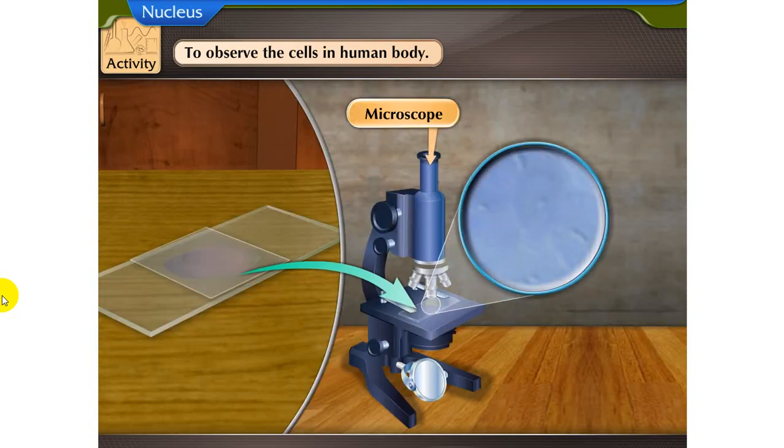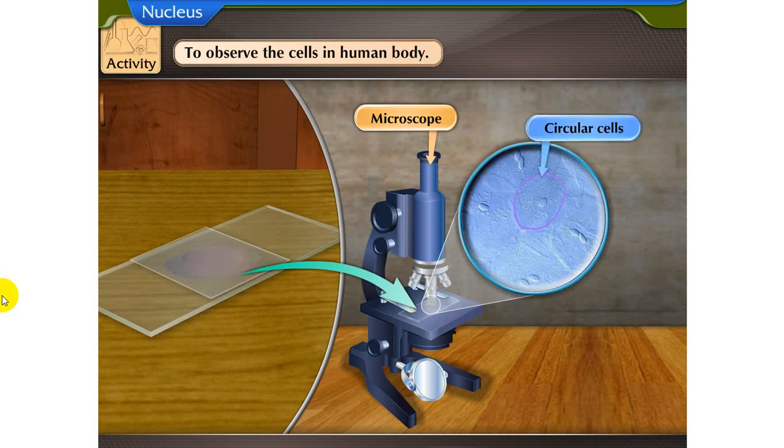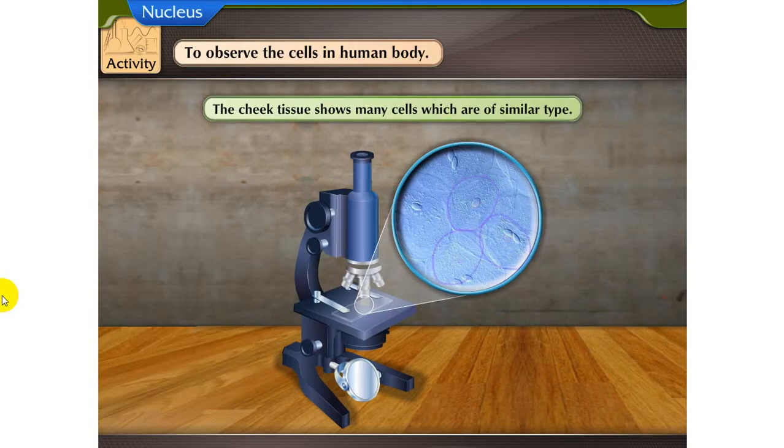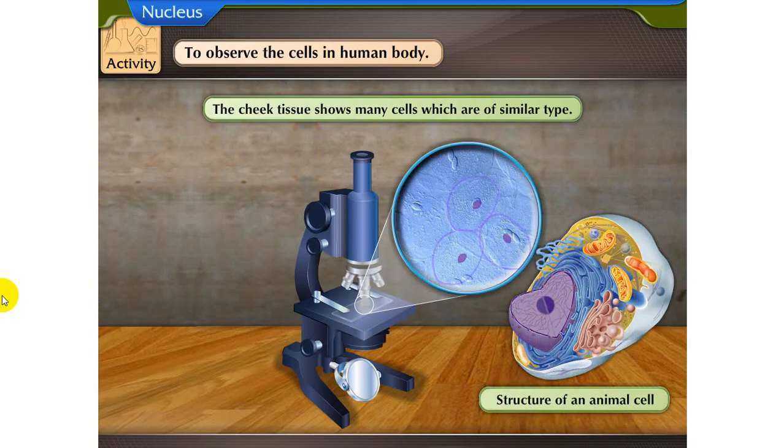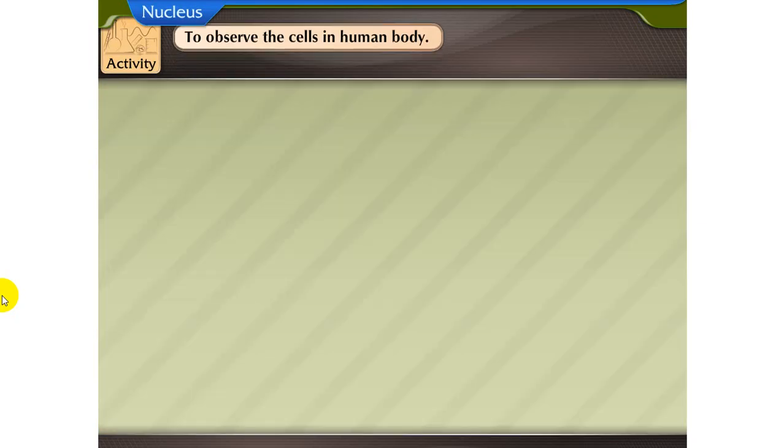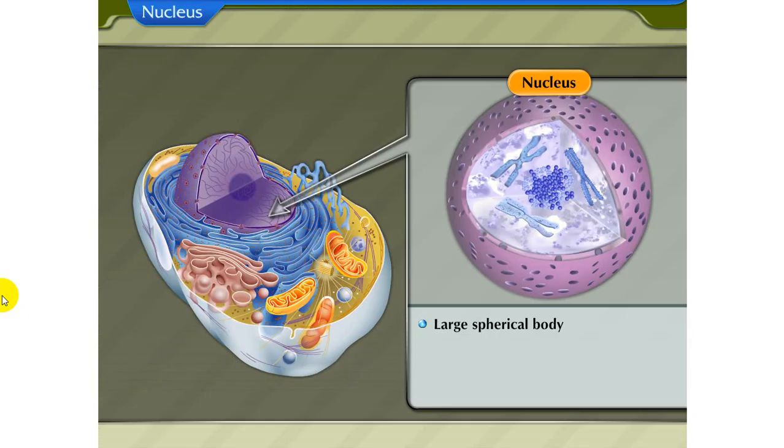When we observe the slide under the microscope, we can see small circular cells with dense cytoplasm. A darkly stained blue spot is observed in the center of each cell. This is the nucleus. The cheek tissue shows many cells which are of similar type. This represents the structure of an animal cell. The nucleus is a large spherical body. Usually, it is situated at the center of a cell.